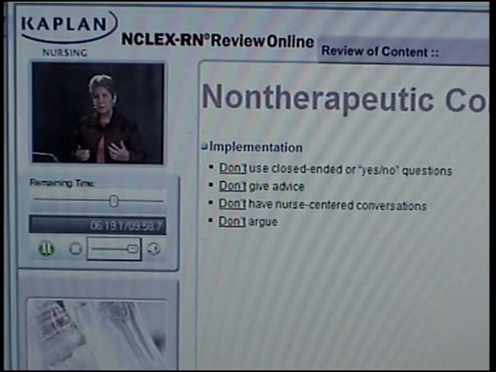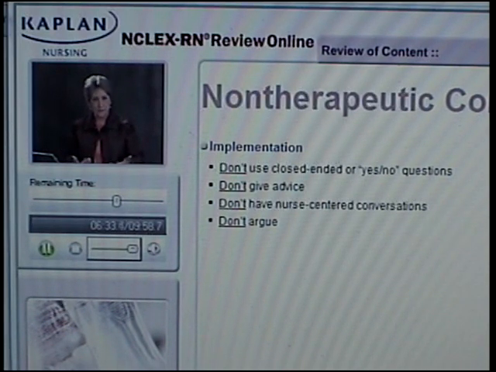Another non-therapeutic communication technique is having a nurse-centered conversation. And sometimes these can sound empathetic. You have a patient that says, "I think I had a panic attack yesterday." And the nurse responds, "Oh, yeah, I had a panic attack last week, and I thought I was going crazy." Well, now all of a sudden we're discussing the nurse. So remember, this is the patient's time, and we want to be focused on the patient.